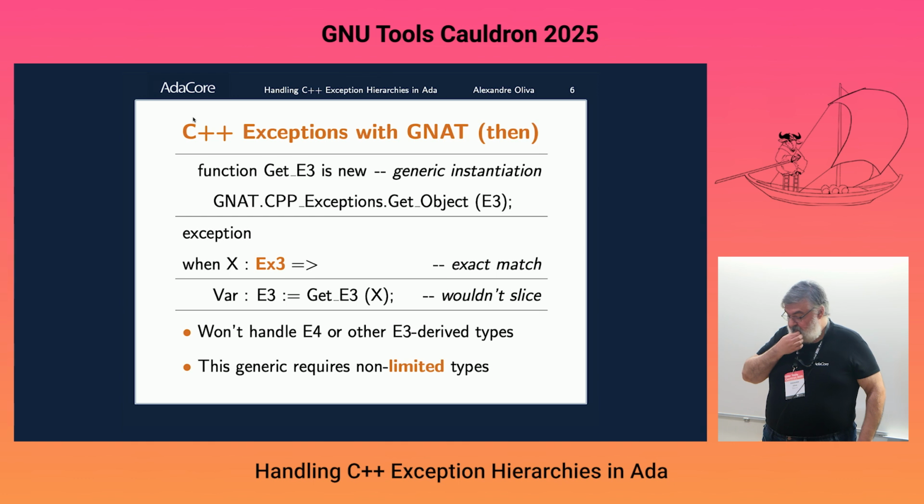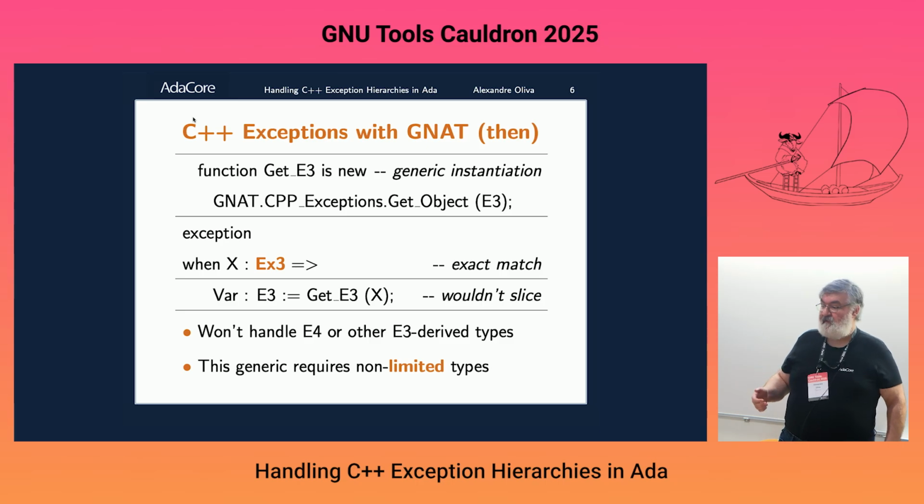And so when someone raises an exception of type E3, that's the handler that is going to handle that. You can get to the data object by instantiating the generic function getObject as getE3, and then in the handler you can call the function to get to the E3 object that was raised.